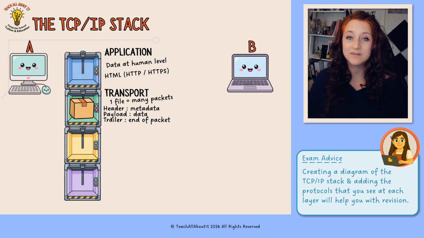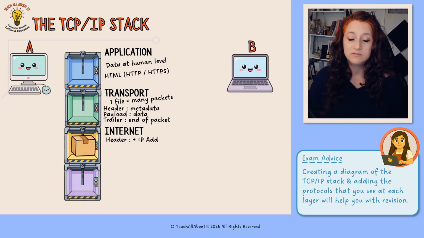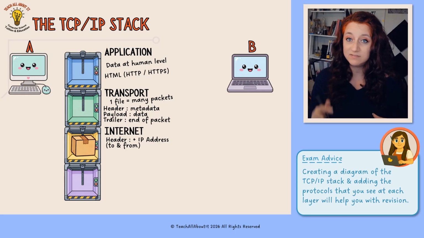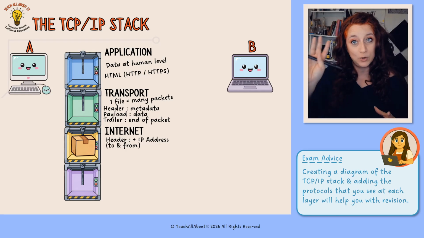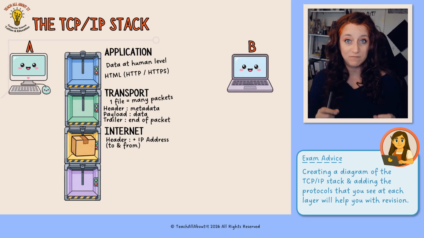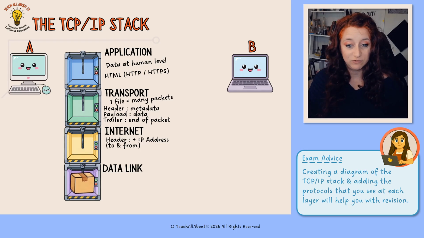Then we are going to go to the internet layer. This is where you get your IP addresses. So the internet layer basically identifies, this is my IP address, this is the IP address of who I'm sending it to, and it bolts that onto the header of every packet. The data link layer then uses your MAC address. So it gives you an adapter.